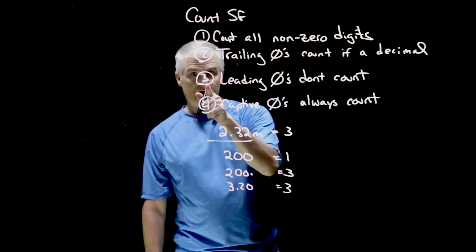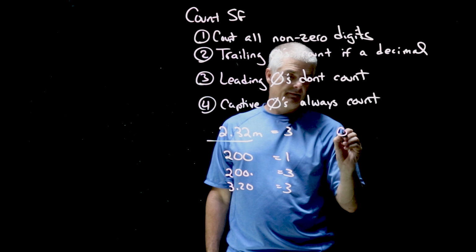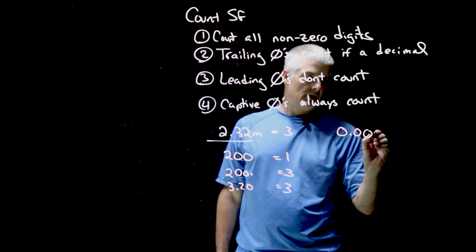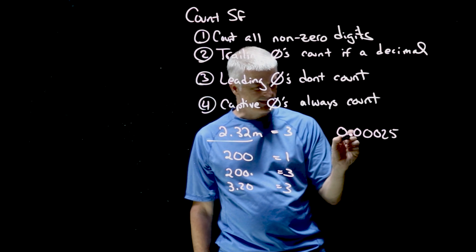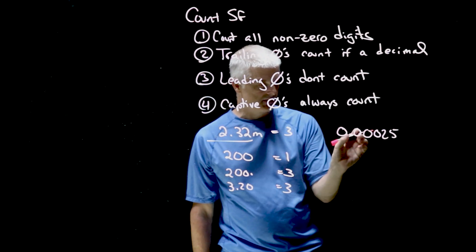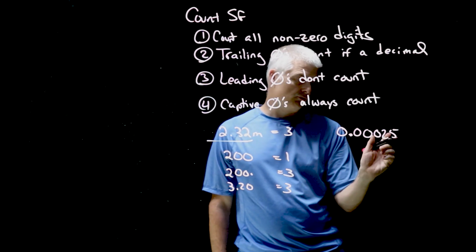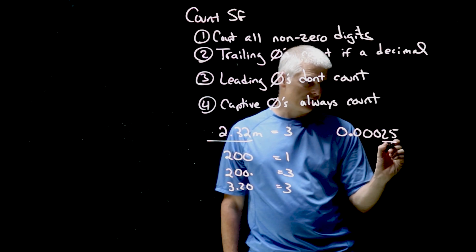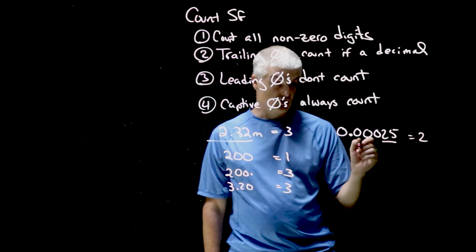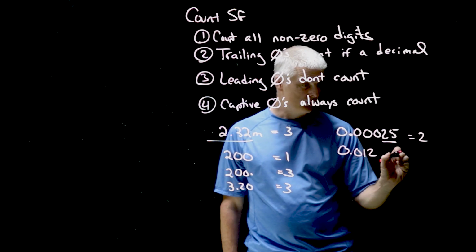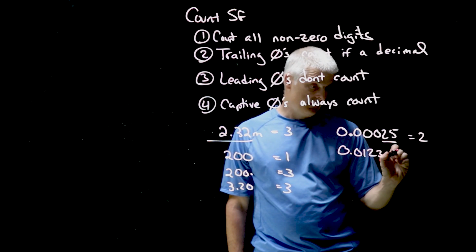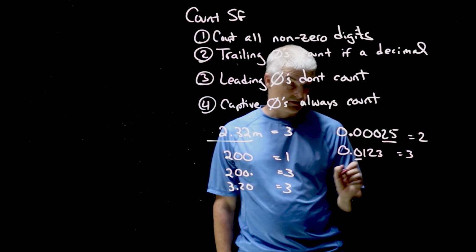All right, number 3, leading zeros, that's where you have like 0.00025. These, by the way, this is a decimal, but that doesn't count because it's part of a 0. It's really 0.0025 right there. And so these are the only significant digits, so that's 2, right? So another one would be 0.0123. That would be 3 digits. This 0 does not count.